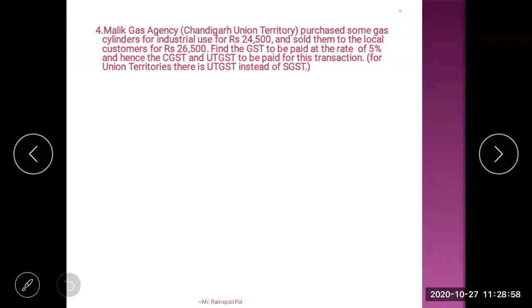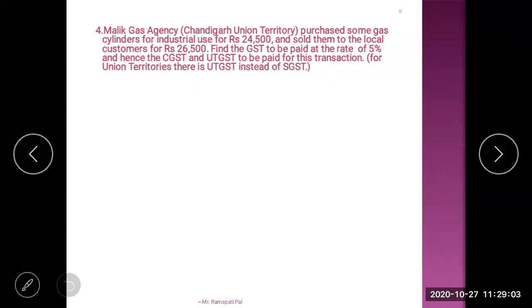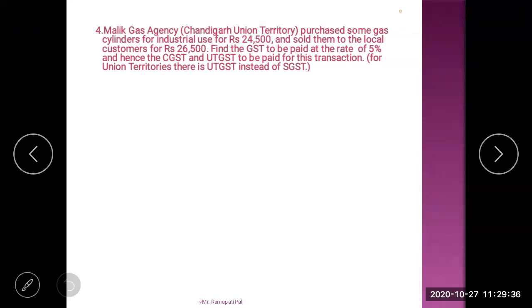Malik Gas Agency, Chandigarh Union Territory purchased some gas cylinder for industrial use for rupees 24,500 and sold them to the local customer for 26,500. Find the GST to be paid at the rate of 5% and hence the CGST and UTGST to be paid for this transaction. For Union Territory, there is UTGST instead of SGST. Correct. Dharmesh, very good. Now can you tell me here, what is the input tax? Input tax, you know, is tax paid at the time of purchase. Correct? Yes, sir. But he said that the GST is paid at the rate of 5%.